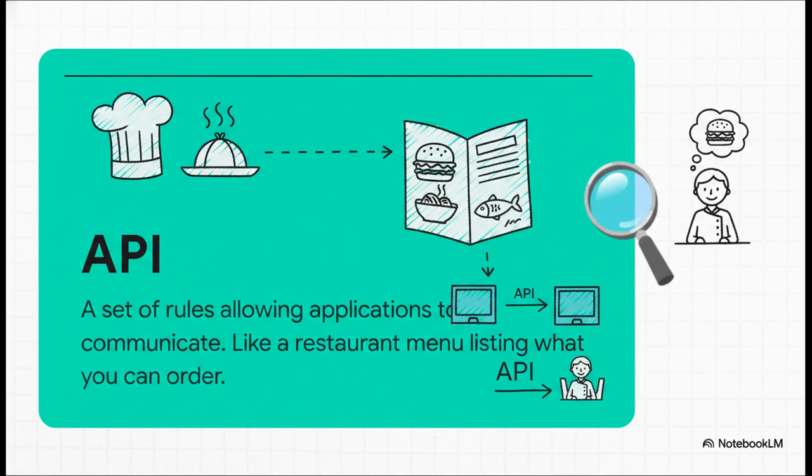The best analogy ever for this is a restaurant menu. Seriously, the menu tells you exactly what you can order and how you need to ask for it, right? You can't just yell food at the kitchen. You have to order the burger, medium rare. An API is the exact same thing, but for software.